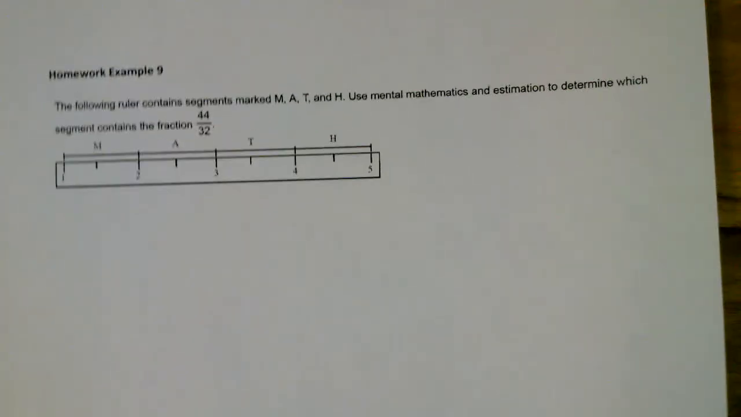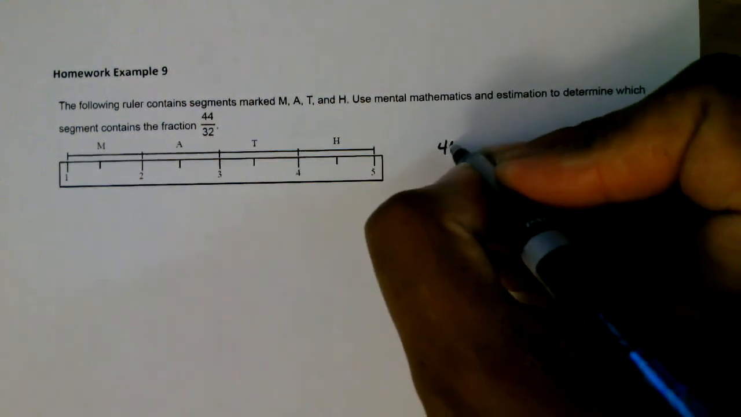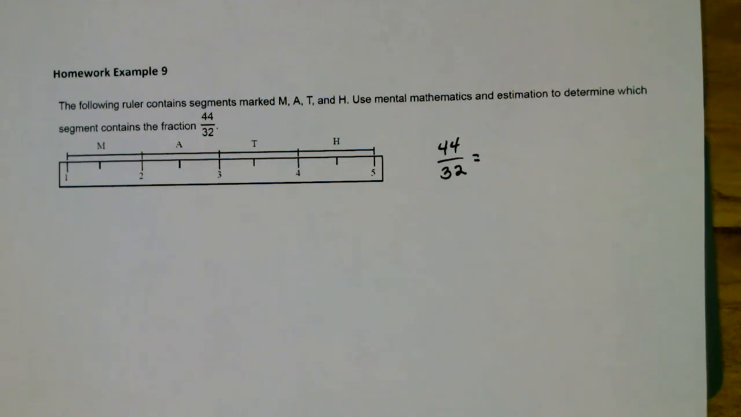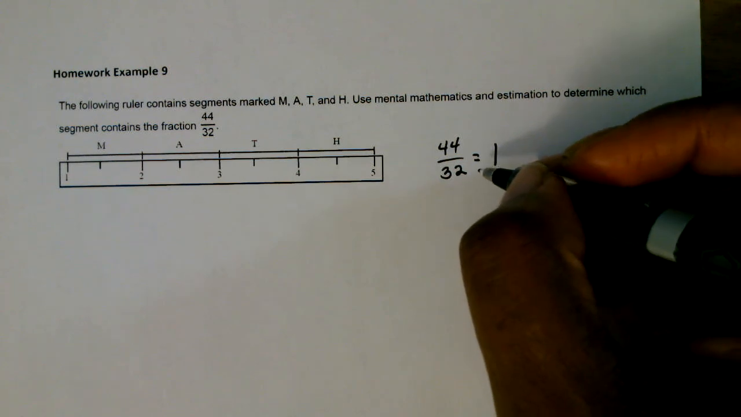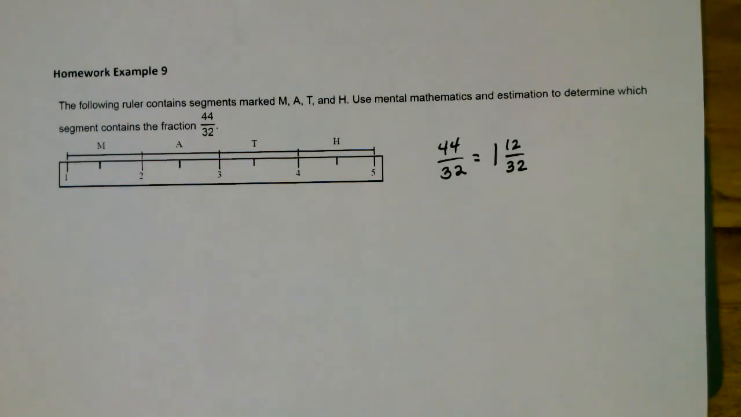And here's a homework example of the following ruler containing segments marked M, A, T, and H. Use mental mathematics and estimation to determine which segment contains the fraction 44 over 32. Well, if I divide 32 into 44, that's going to go 1 time, but there's going to be 12 left over. So it'll be 1 and 12 over 32.